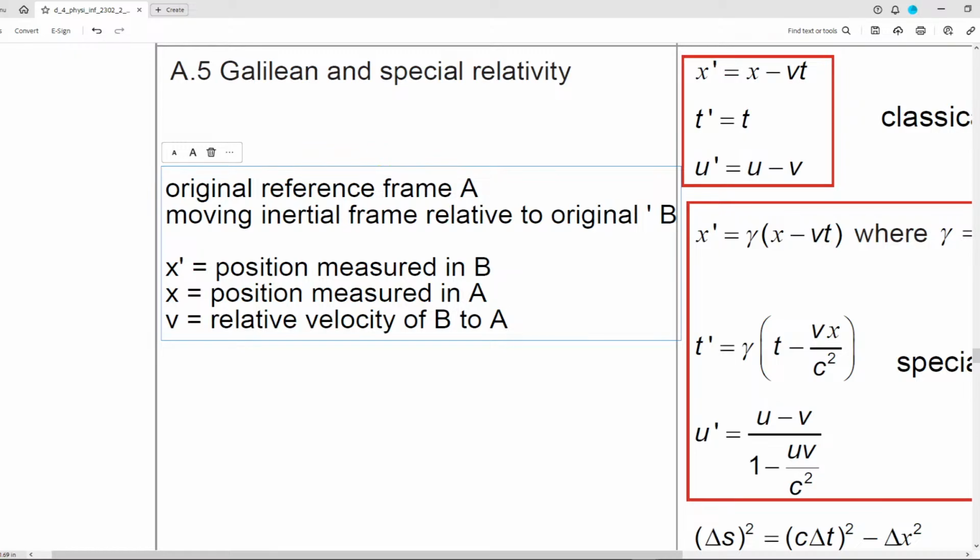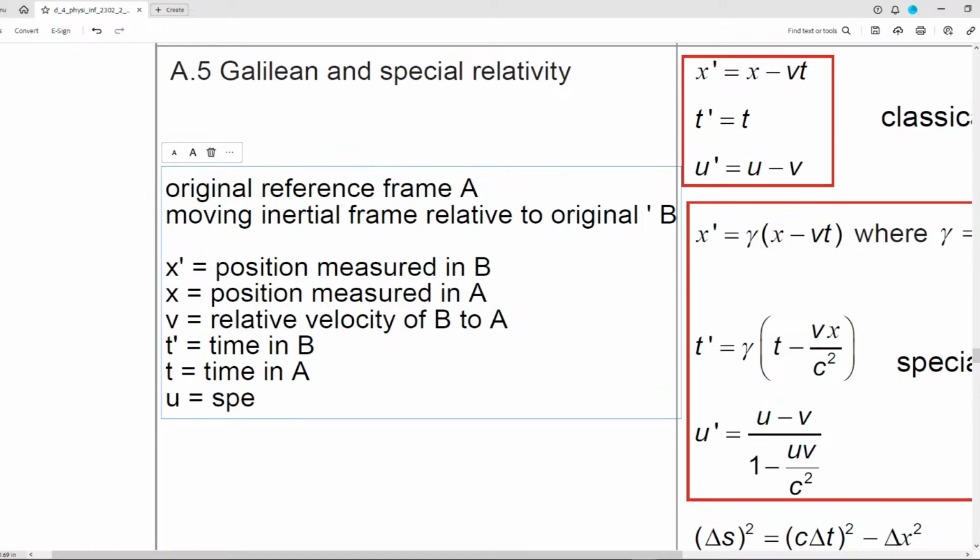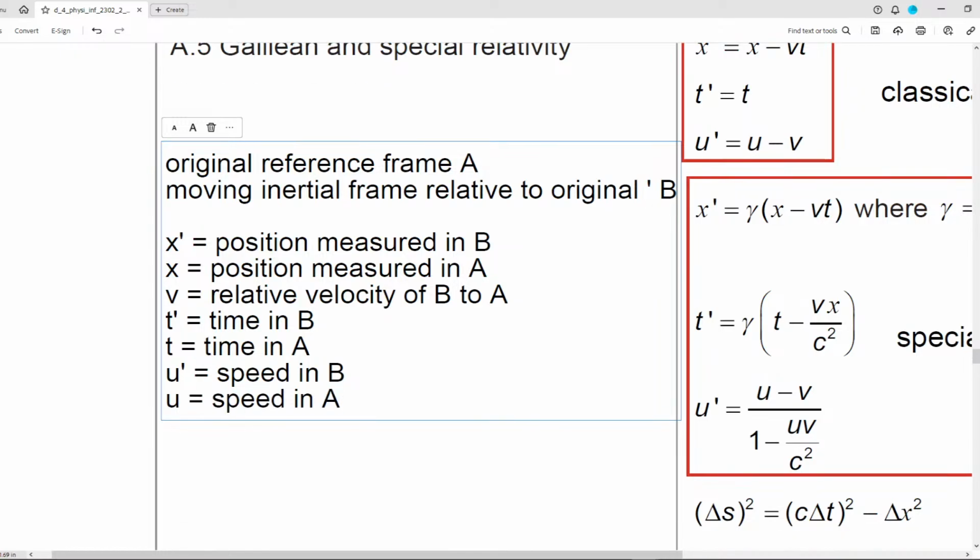All right. So I'll write the rest. T prime is the time in B. T is the time in A. Okay. U is speed. Oh, U prime first. U prime is speed measured in B. U is speed in A. There we go. So that's everything.